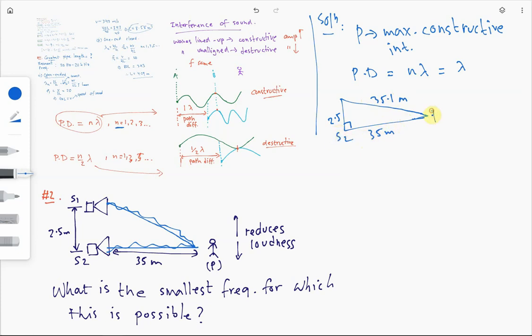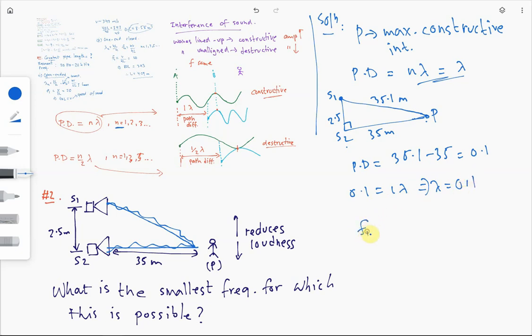S2 to P, 35 meters, is the path traveled by the wave produced by sound source 2 to you, and 35.1 is the distance that sound produced by S1 travels from the speaker S1 to you. Okay, so the path difference is actually equal to the difference of these two paths, 35.1 minus 35, the bigger minus smaller, and this is just 0.1. Now we know that path difference for this kind of constructive interference that occurs at P, where you hear the loudest sound, is equal to 1λ. So 0.1 is actually equal to 1λ. So the maximum wavelength λ for which this occurs is 0.1.